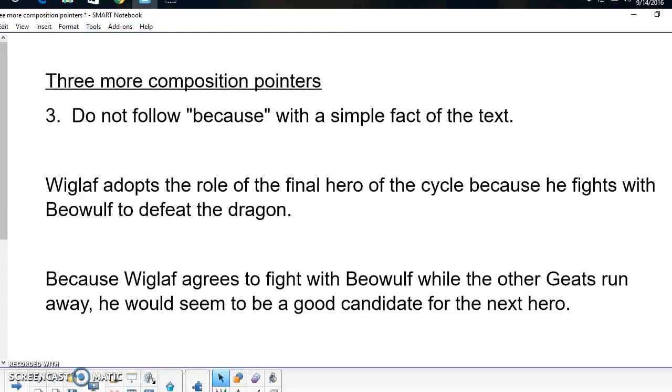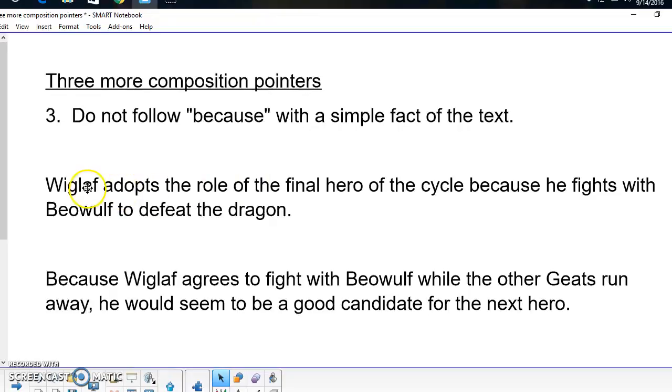All right, and then we look at our last rule, which is a little bit harder. Don't follow because with a simple fact of the text. Because is a difficult word, because it involves really complex thinking. Little kids don't use this word much. They just use and, and the reason behind that is their little brains can't really see how cause makes effect. What we want to do with because in sentences about literature is really think about what the word means.